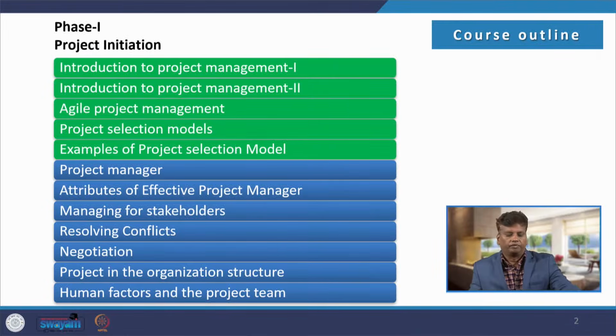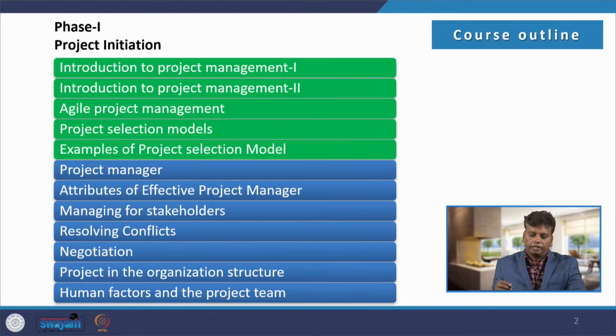Just to recollect where we are now. Initially I talked about the project selection model over 2 lectures, then I discussed agile project management. In the previous lecture I discussed the project selection model. Currently I am going to give some examples of the project selection model.